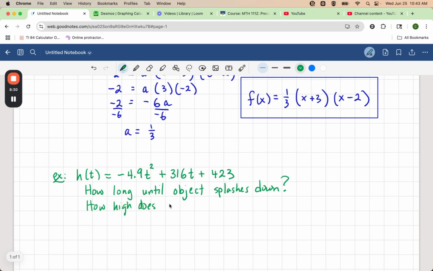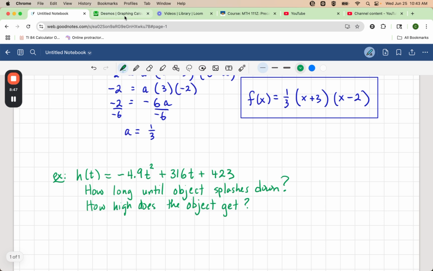We're in meters here because it's the -4.9 t squared. So we're going to be in meters. And then the time is going to be in seconds. So we're going to go over to Desmos and we're going to plot this function.